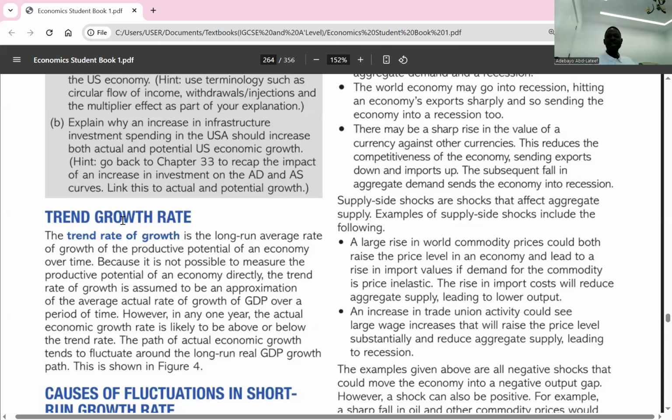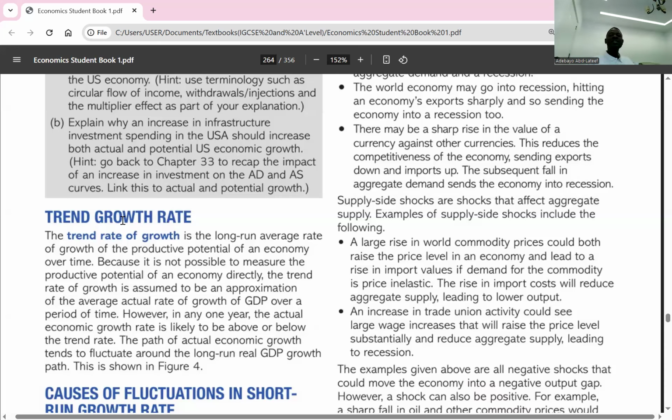So the first one said, a large rise in the world commodity prices could both raise the price level in an economy and lead to a rise in import values if demand for the commodity is price inelastic. The rise in import cost will reduce aggregate supply, leading to lower output. If world commodity prices increase, and if those commodities are price inelastic, it means firms will not have any other choice than to buy. That increases the cost of importation. And if it increases the cost of importation, it brings about a fall in aggregate supply, which will lead to what? A lower output. Clear?